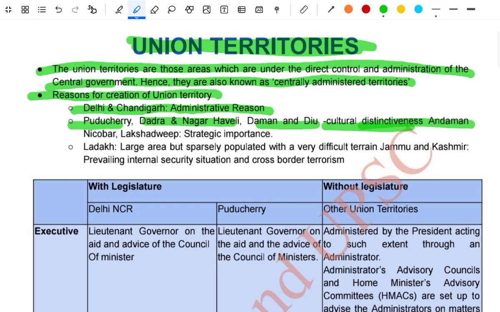distinctiveness; Andaman and Nicobar, Lakshadweep, strategic importance; Ladakh, large area, sparsely populated and very difficult terrain; Jammu and Kashmir, the prevailing internal security situation and cross-border terrorism.